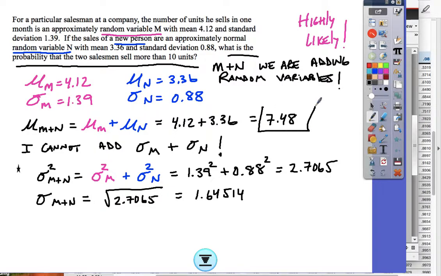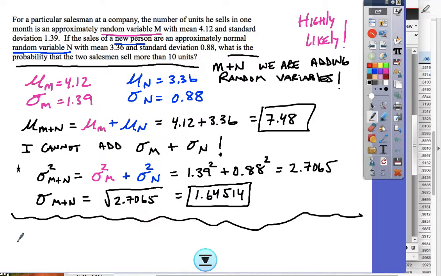Okay, so this is my mean. This is my standard deviation. And now what I'm ultimately trying to figure out is the probability that the old guy plus the new guy sell more than 10 units. Okay, now here's another clue. It said approximately normal up here in the paragraph. And so that is going to imply z-scores.